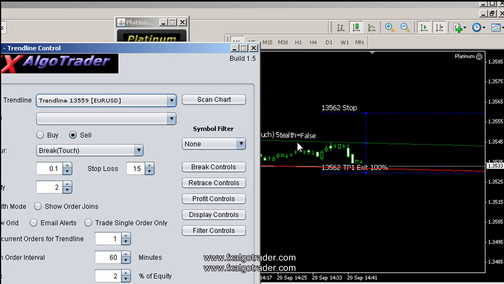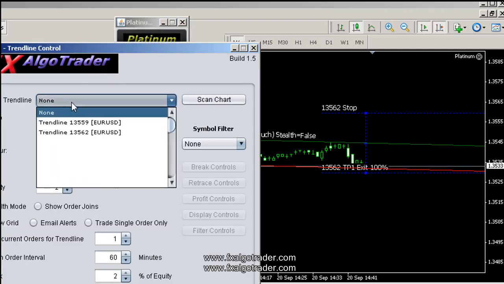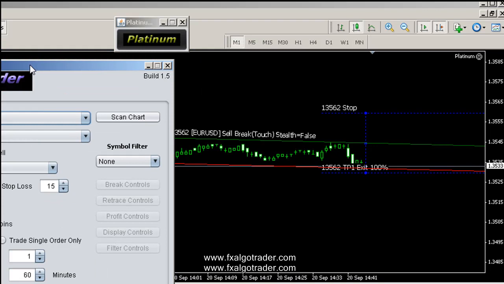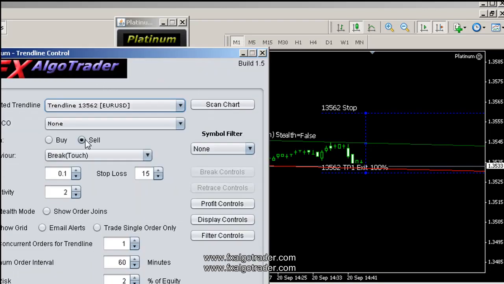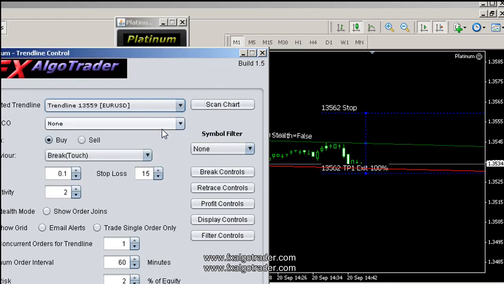Sorry, I'm just thinking I've done that completely the wrong way around. So we got a sell break. That should be a buy break there. So we need to go back in and just move our, so we can see what we're doing. 13562. So reselect 13562 buy break touch. Okay, and the other one is going to be a sell break touch. Okay, exactly the same parameters except sell break touch.